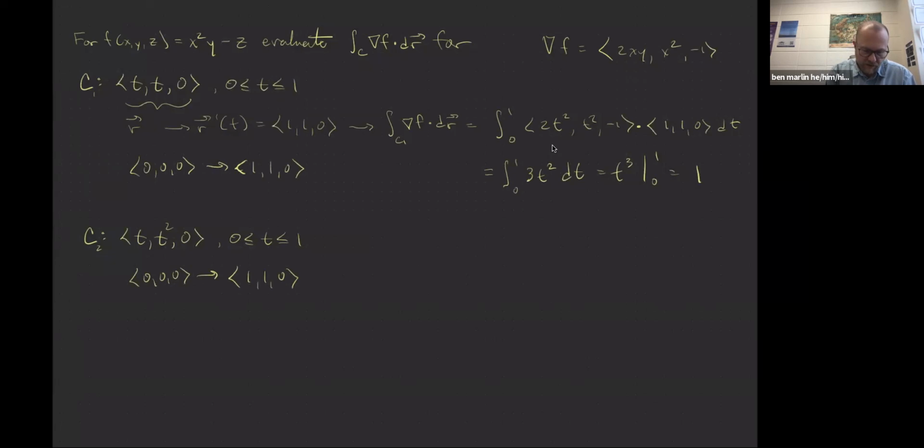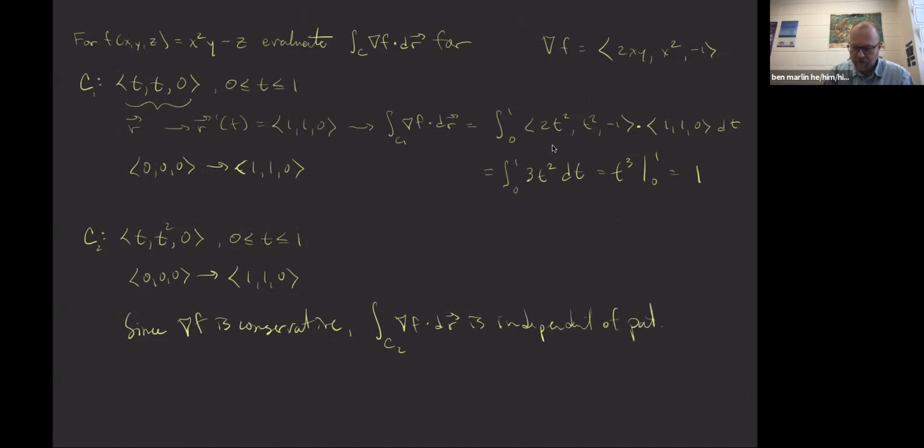Okay. So since gradient of f is conservative, the integral over C of gradient f dot dr vector is independent of path, since C1 and C2 have the same endpoints. The integral across C1 of gradient f dot dr vector equals one as well.